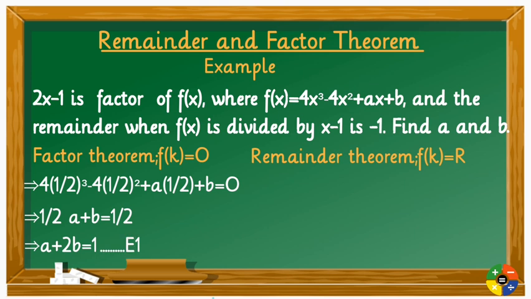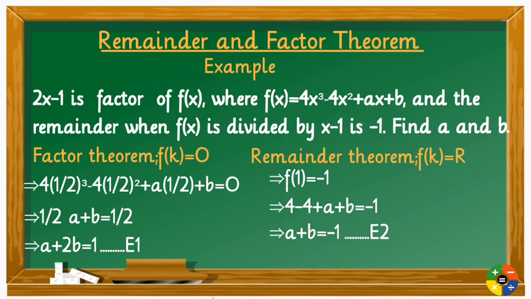Next, we can apply the remainder theorem. The 0 of x minus 1 is equal to positive 1. So substituting positive 1 into f of x, we obtain f of 1 is equal to negative 1, which simplifies to 4 minus 4 plus a plus b is equal to negative 1. So a plus b is equal to negative 1. We can call this equation 2. Solving equation 1 and equation 2 gives b is equal to 2 and a is equal to negative 3.